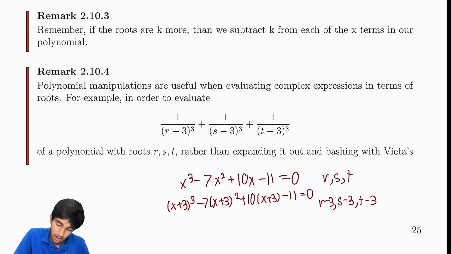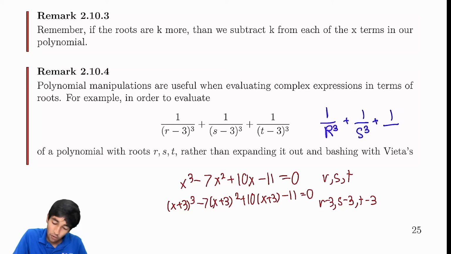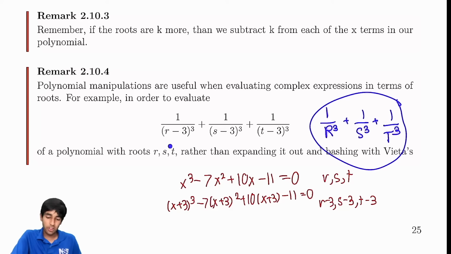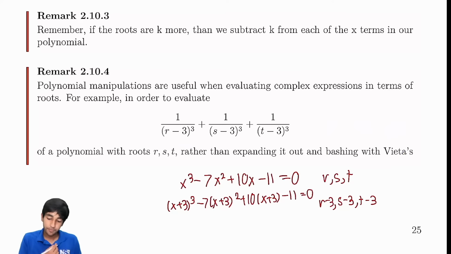And take a look at this. Now, from this new polynomial, all we have to find is, let's just say our new roots are capital R, capital S, and capital T. Now, from our new polynomial, all we have to do is find this, which is already so much simpler than this, right? But can we make it even simpler?